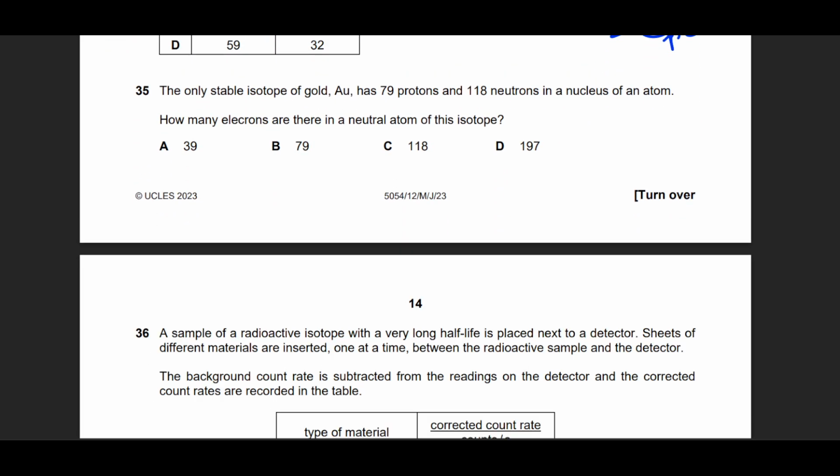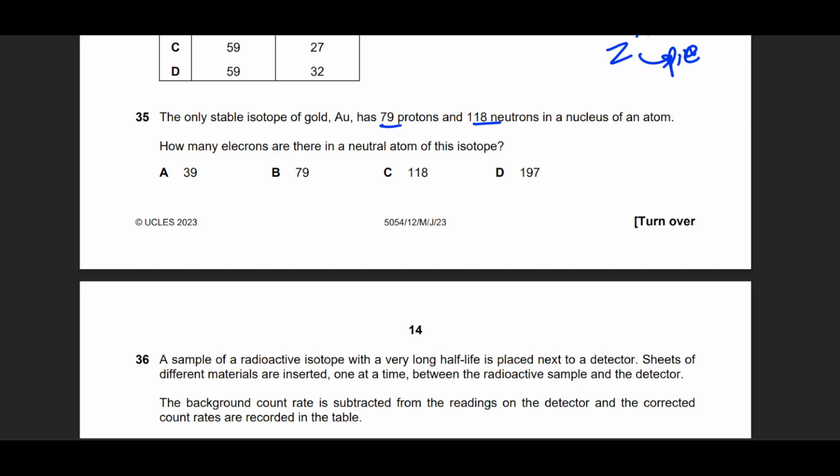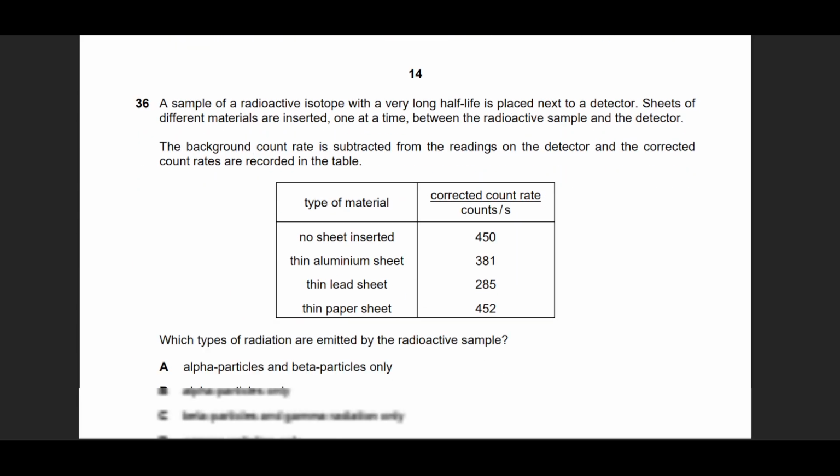35, he says 79 protons, 118 neutrons in a nucleus. A neutral atom means the same number of protons and the same number of electrons, so that there is an overall zero charge. So 79 particles are positive, so 79 particles should be negative, so that overall it becomes neutral.